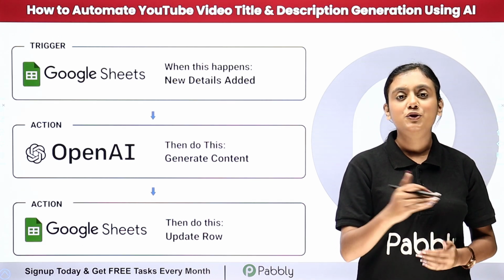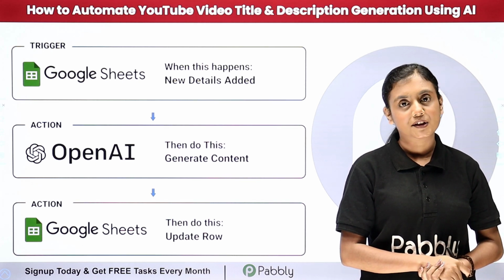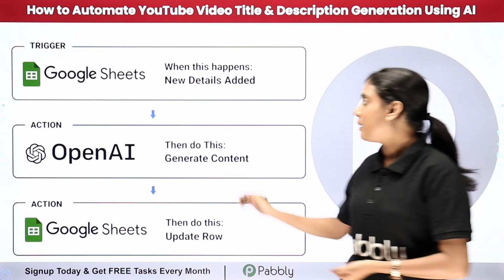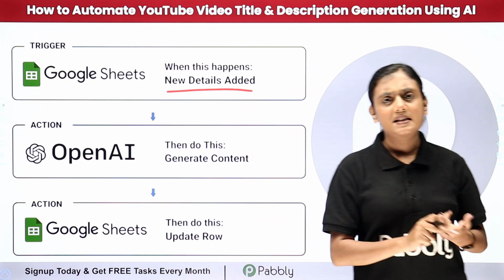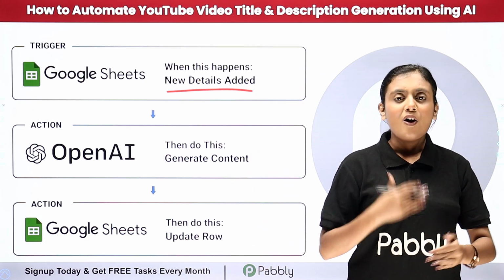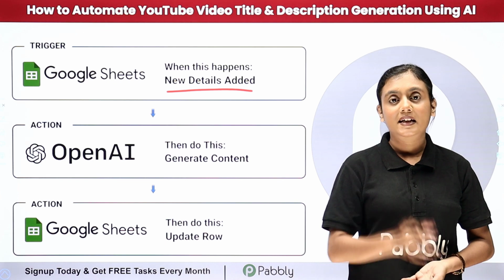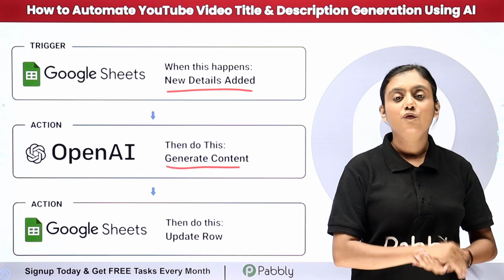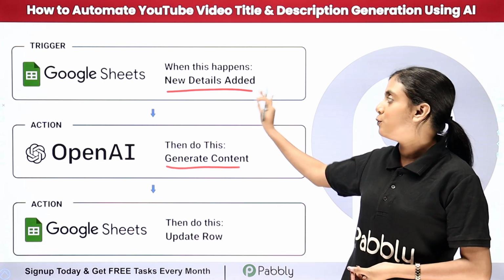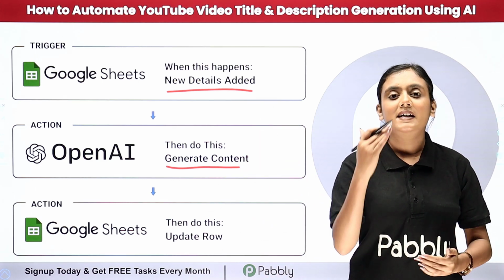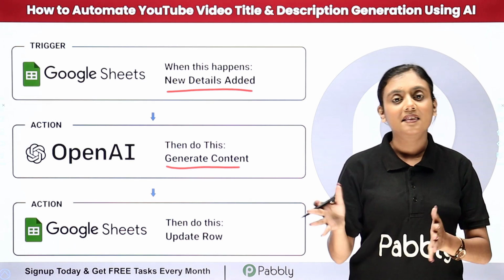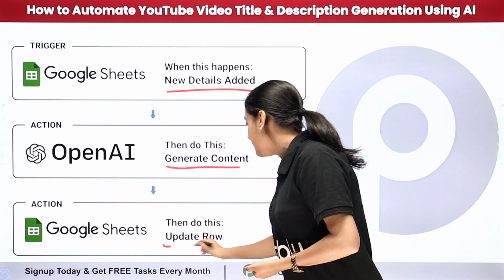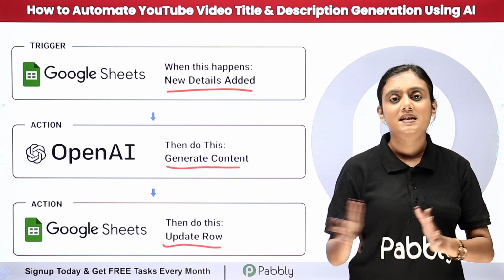I plan all the YouTube video content with the help of Google Sheets. So as soon as I add the details of a new video in my Google Sheets, like the video title, keywords and all the details, automatically, using all the details, an AI agent is going to generate a number of titles and a description for that topic that we have added in our Google Sheets. So as soon as the AI agent generates the titles and the description, automatically my Google Sheets is going to be updated with the AI generated title as well as description.